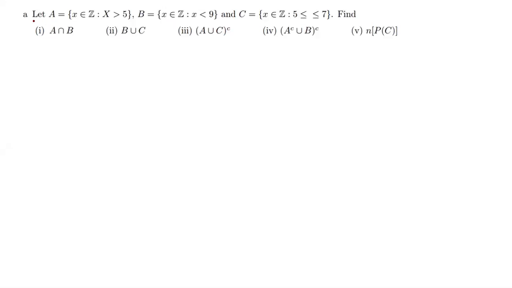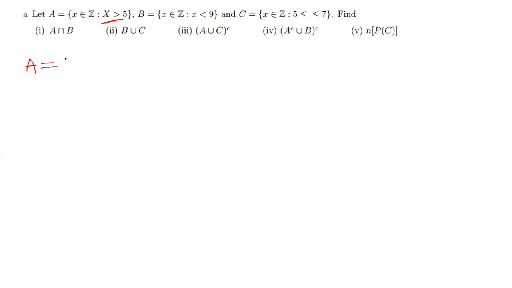On this question, it's just a matter of you analyzing the set builder notations there. You convert them to roster notation. So our A there is equal to, they're telling us X is a member of integers, and these integers are all greater than 5. Sorry, not less, but greater than 5.